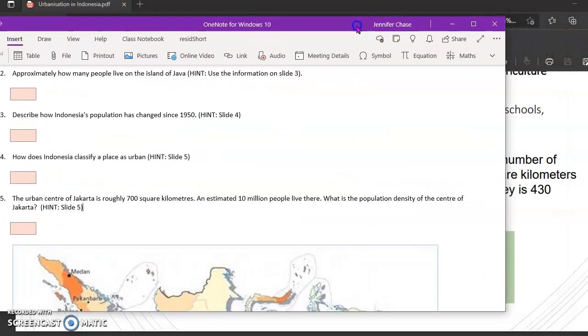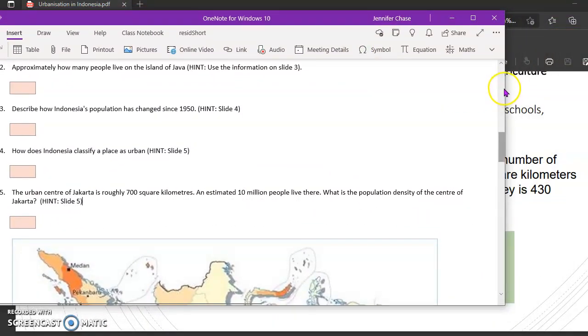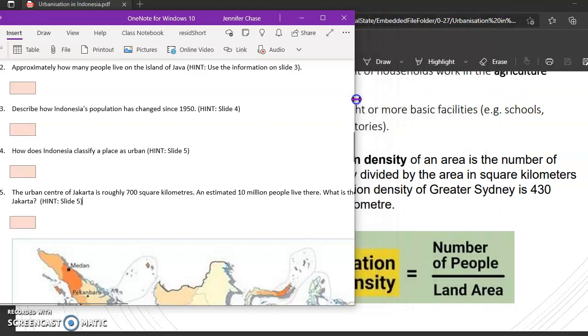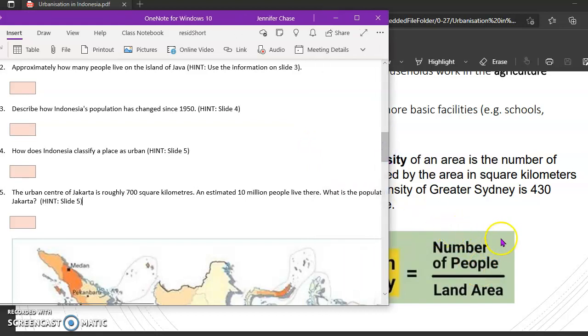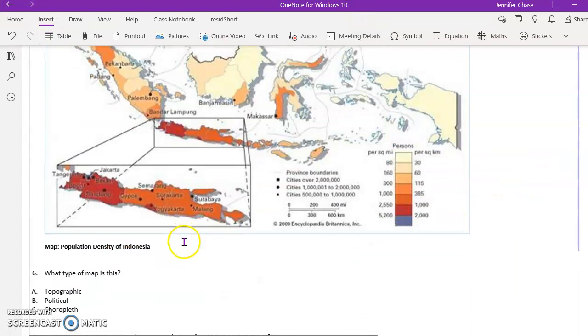So basically, I've given you the information about Sydney, because if you ever think Sydney is crowded at 430 people per square kilometre, see if you can work out, and it's not very difficult maths, the population density in the centre of Jakarta. So you're going to have to do number of people, 10 million, divided by 700. See what answer you get there.